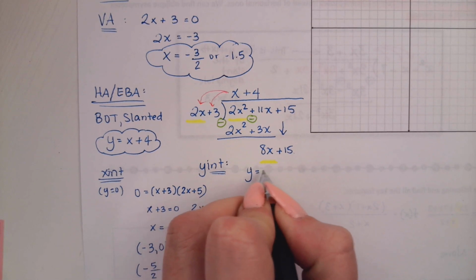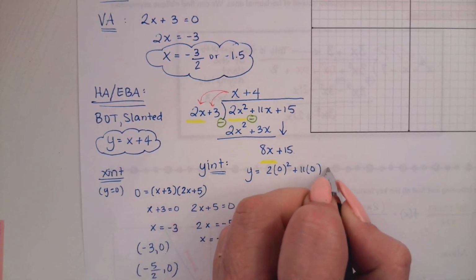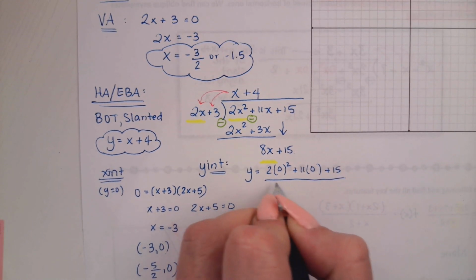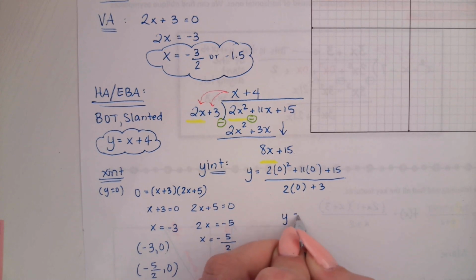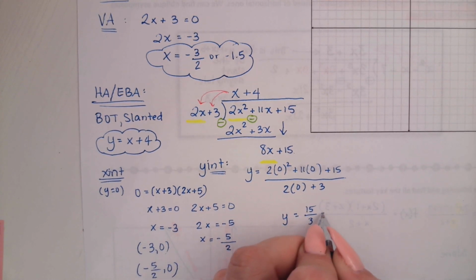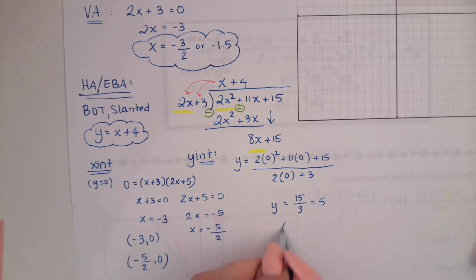So we'll have y equals 2 times 0 squared plus 11 times 0 plus 15 over 2 times 0 plus 3, which is 15 over 3, which is 5. As an ordered pair, though, what would we write? 0, 5.